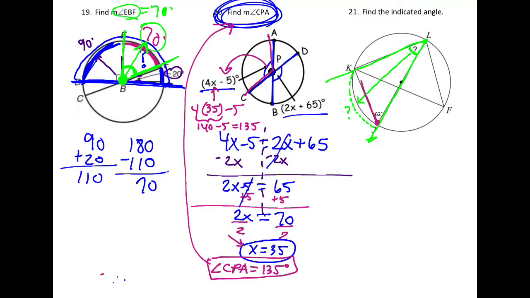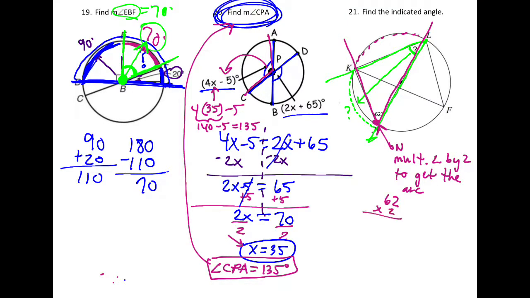So if I stretch that out, that angle is opening to this arc. If you remember the relationship, if the vertex is on the circle, to get the arc, you multiply the angle by 2. So if you do 62 times 2, that gives us 124. So our arc is 124 degrees.